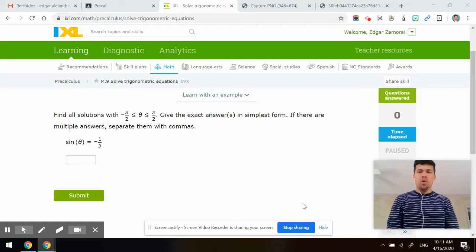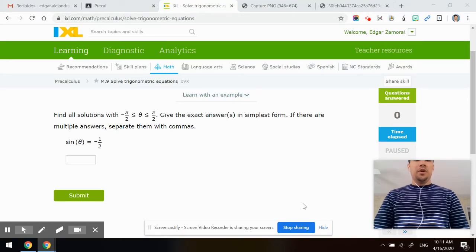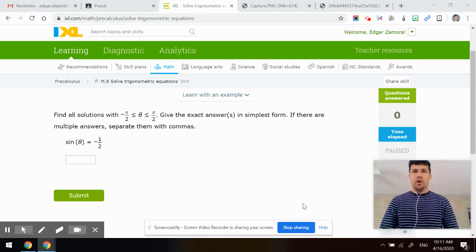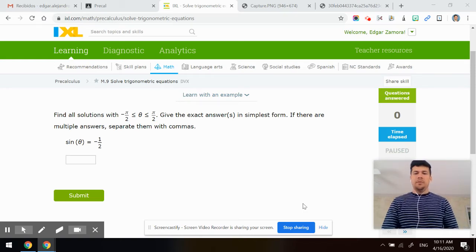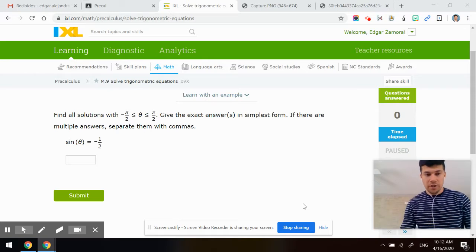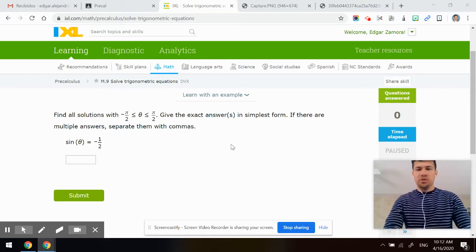All right, guys. So one more practice with trig equations. Again, we are solving for missing angles given the ratio. So this takes us right back to the beginning of when we first started studying trigonometry. So I'm just going to run through some examples with IXL.